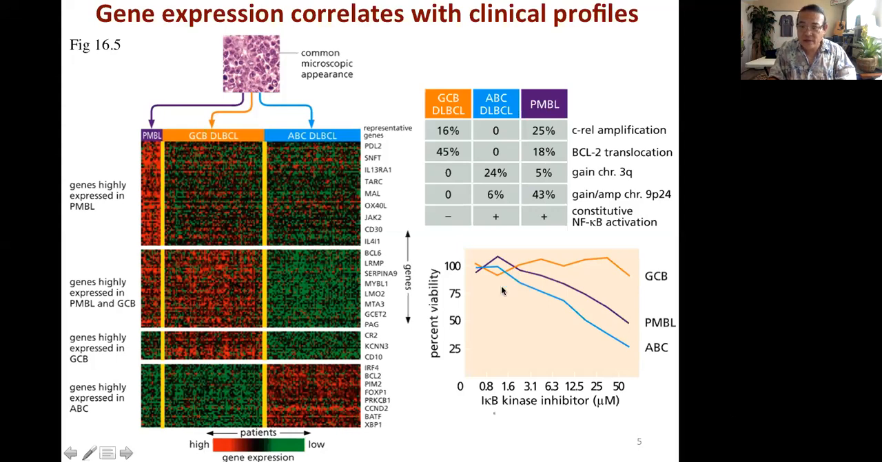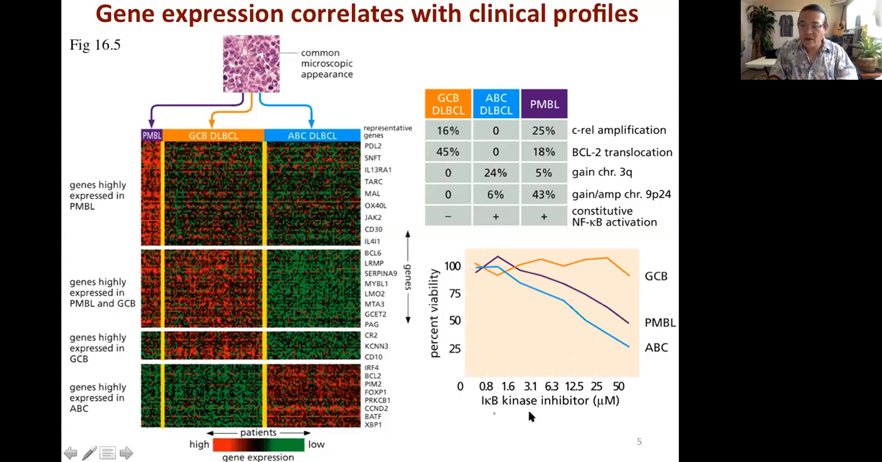And you can see, sure enough, if you look at the viability of cancer cells, this is, I think, in vitro data, if you treat with this I-kappa B kinase inhibitor, you can see it's the ABC subtype of these B-cell lymphomas that are the most sensitive to this drug, right? And that makes sense because it's in the ABC type where the NF-kappa B pathway is being improperly amplified, right?